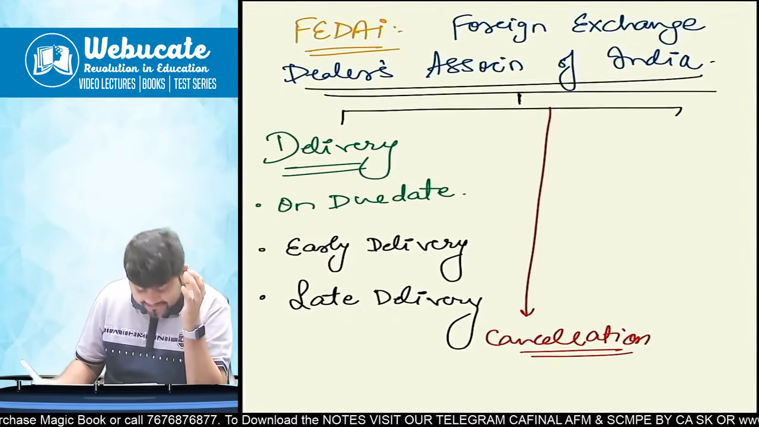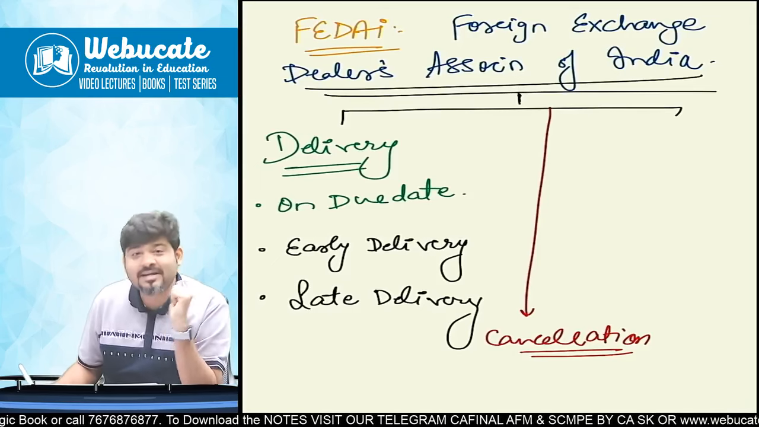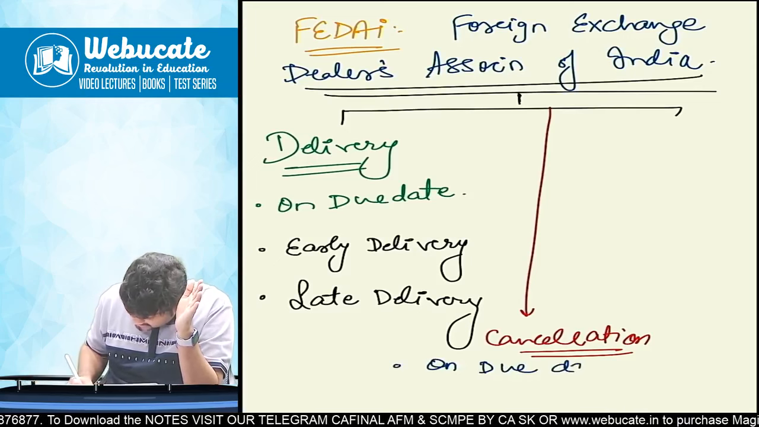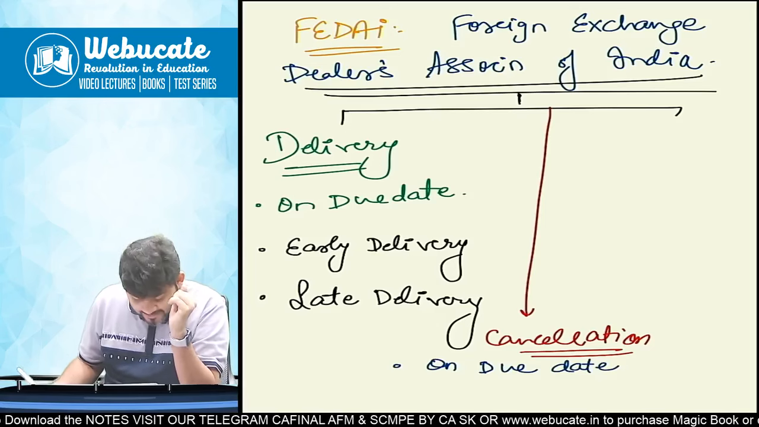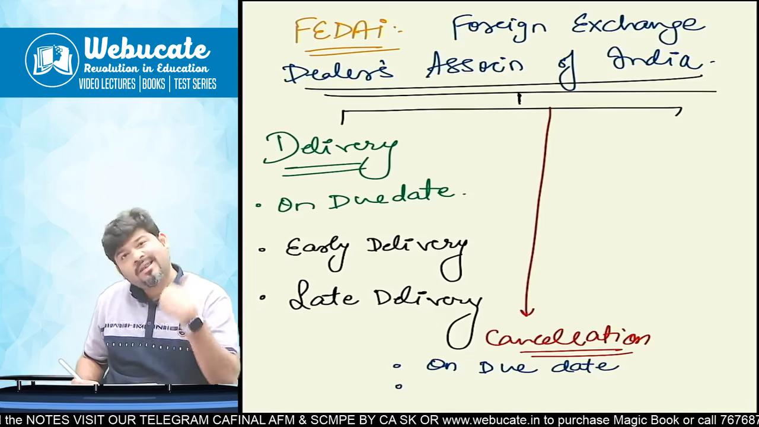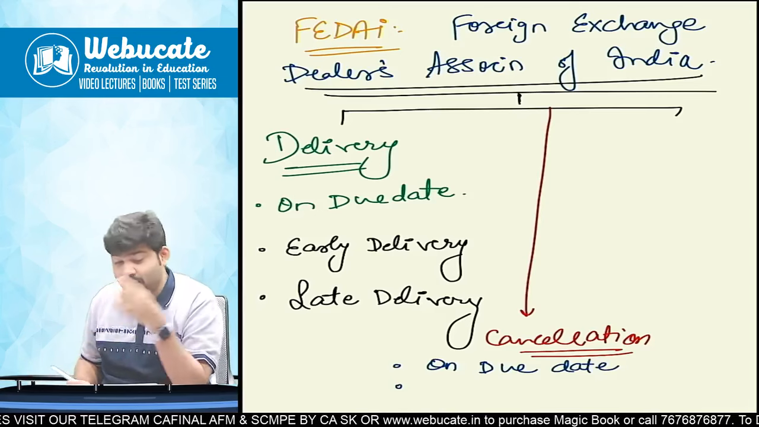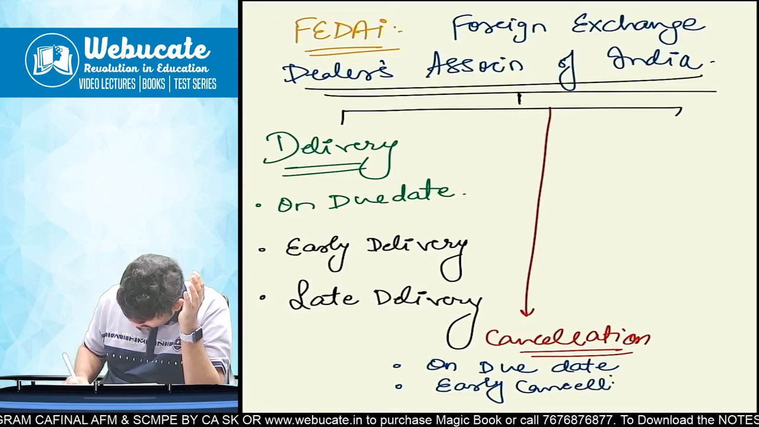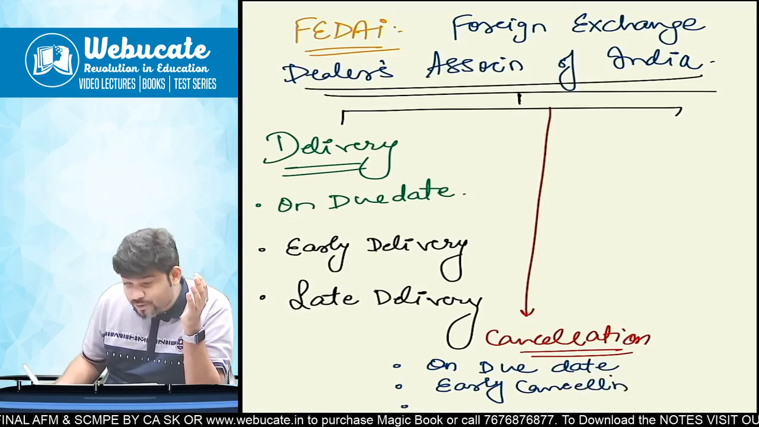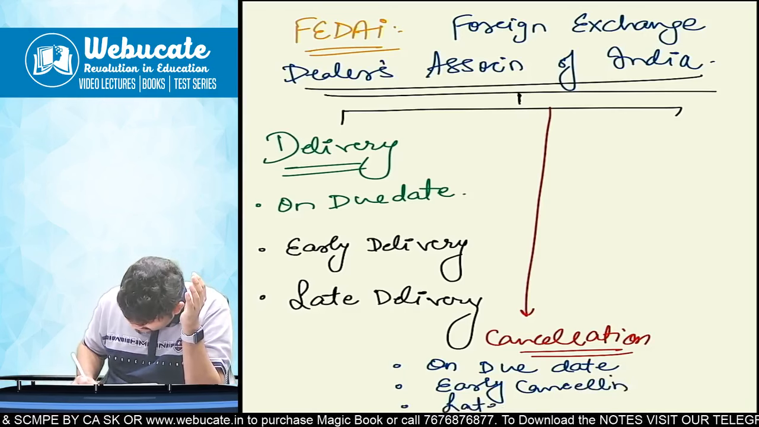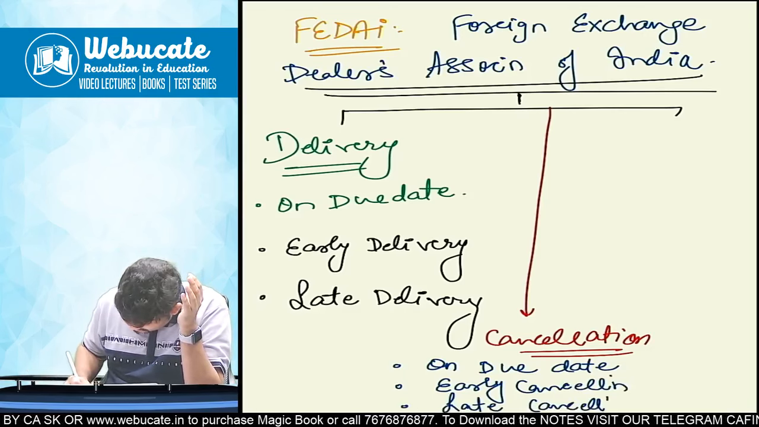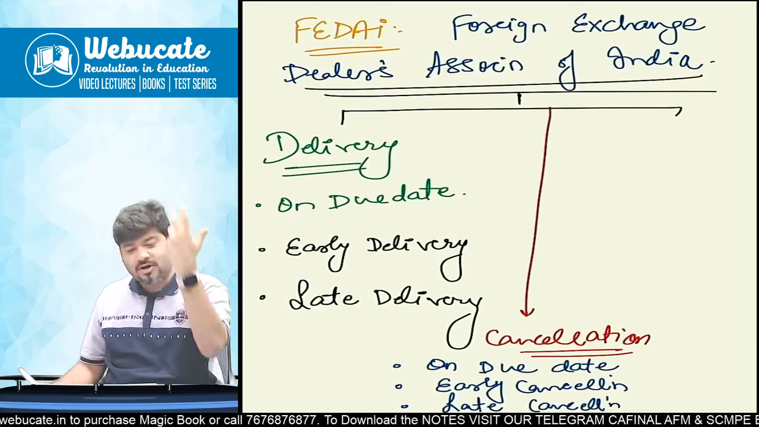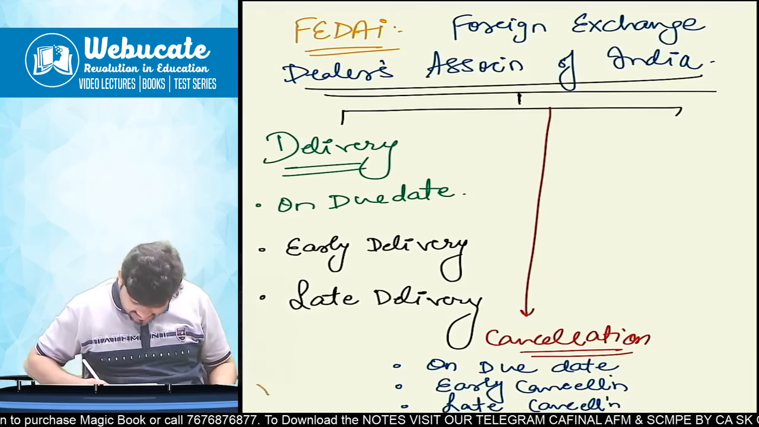Even in cancellation of contracts, there are going to be possibilities. I come on the due date and say, okay, let's cancel the contract. That is called cancellation on due date. Then there is a possibility that we may say, let's cancel it early. That will become early cancellation. Then there can be a possibility of late cancellation. And then there is one more, a unique concept called automatic cancellation.